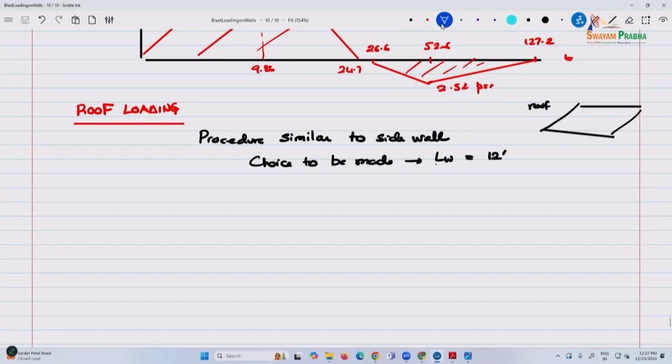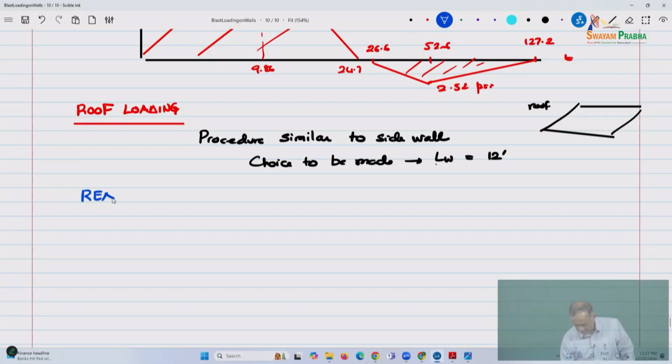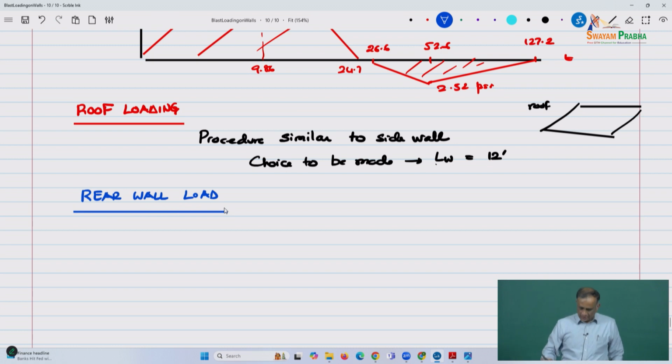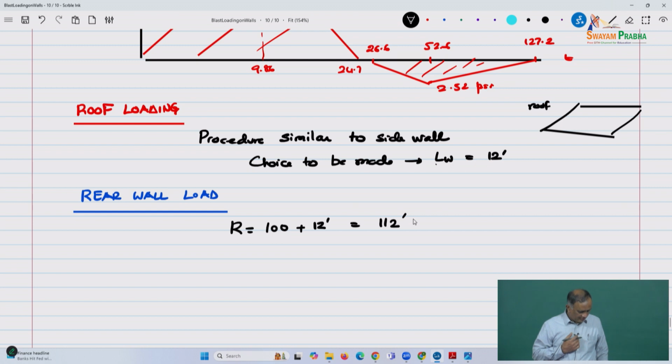Now, the rear wall load. Here the main difference is R is now 100 plus 12 feet. I think I made a calculation mistake in my case. Doesn't matter, we can go back.